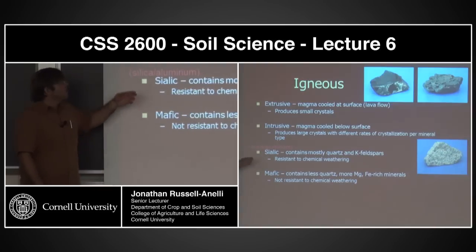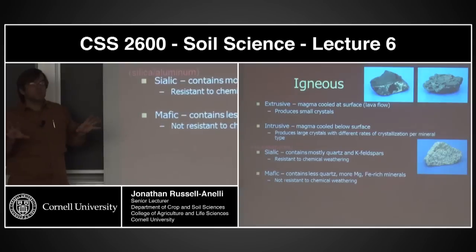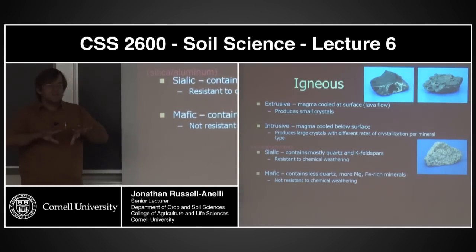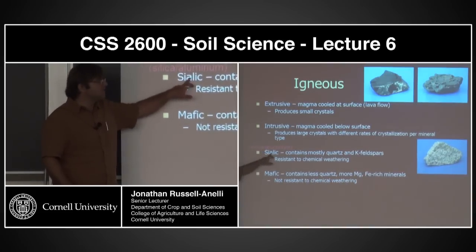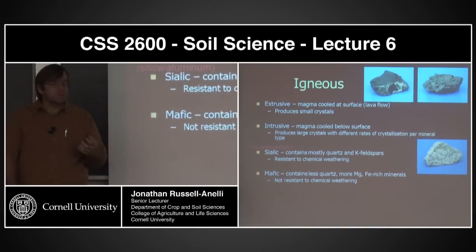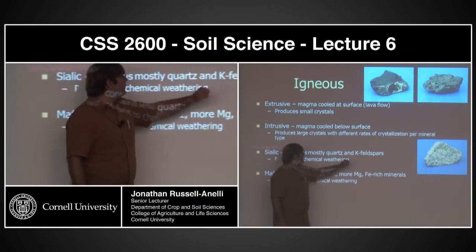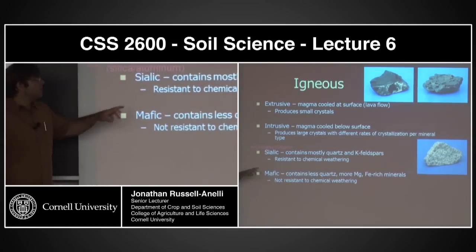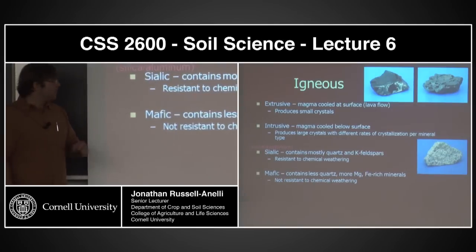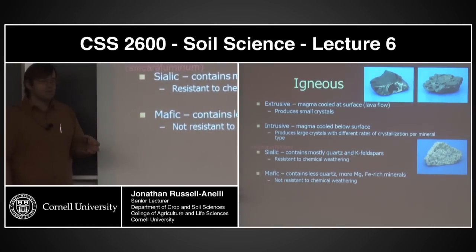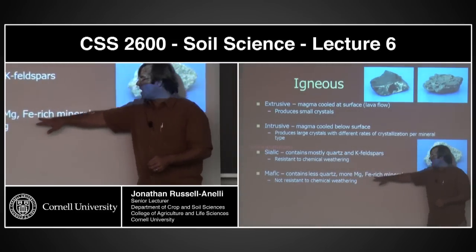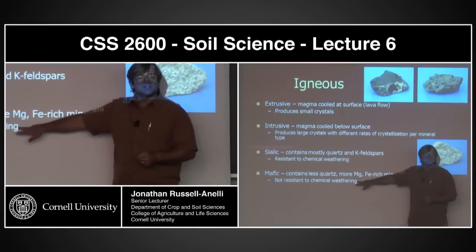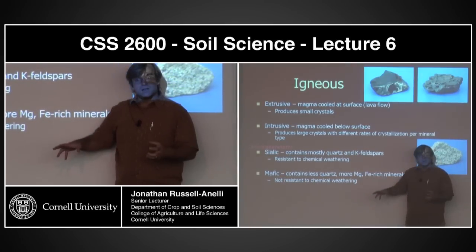Now, remember me talking about the ingredients. We have two different types of ingredient pools. The reality is there's lots, but they basically break up into two different groups. One is the sialic, silica aluminum. These minerals basically contain mostly quartz and potassium feldspars. They are resistant to chemical weathering. We also have the mafic, iron- and magnesium-rich materials. They contain less quartz but more magnesium and iron-rich minerals, and they are not very resistant to chemical weathering. So right there, you have a clue.